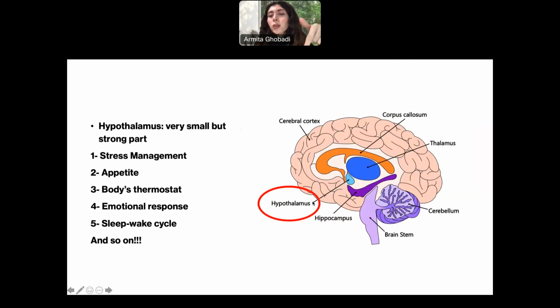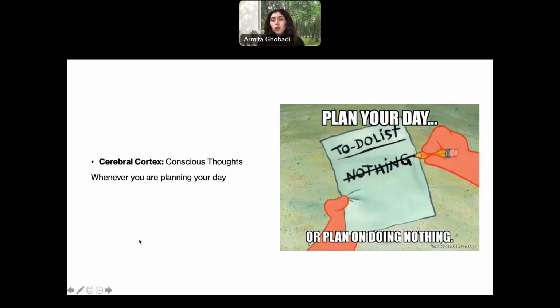Which part is responsible for that? Hypothalamus. Body temperature, emotional response, sleep-wake cycle, like all of them, these are the responsibilities of the hypothalamus. So it's a small part with so many responsibilities, okay? Keep that in your mind.